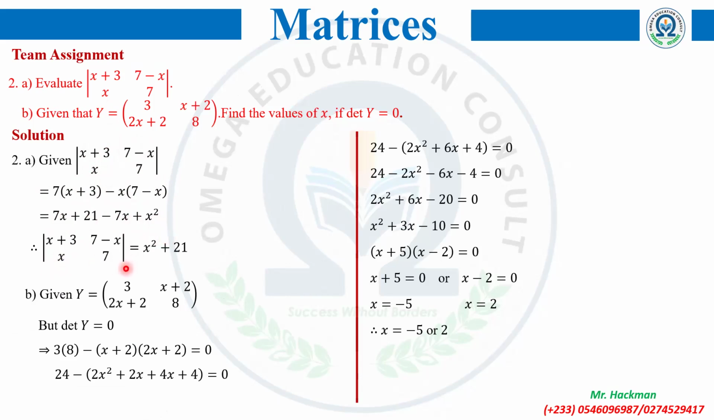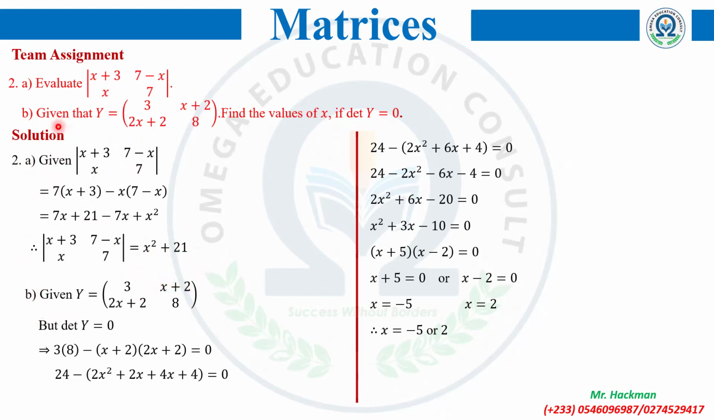And those of you who are smart and now matured can also write therefore here instead of the given. So it's allowed. In that case, if you put therefore here, you are not supposed to come and write this. You end with equal to this statement. So the determinant of this matrix will be equal to s squared plus 21. So please take note.